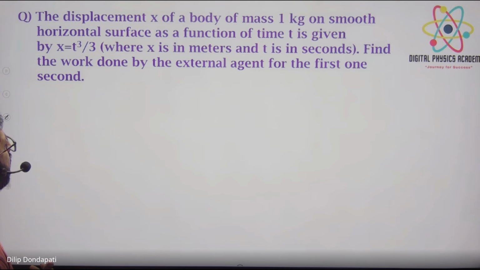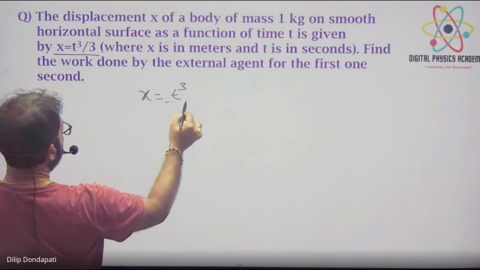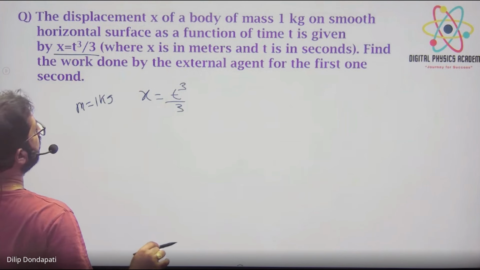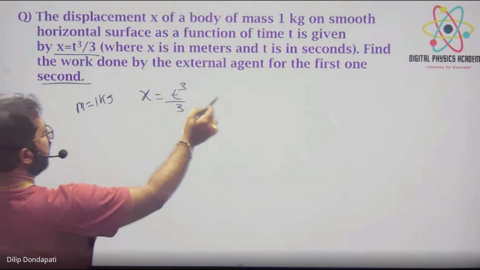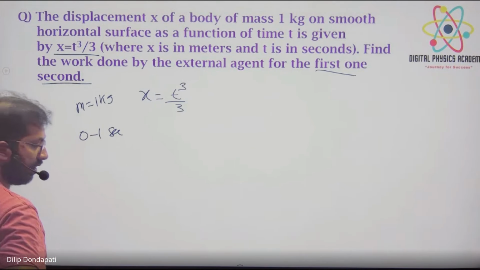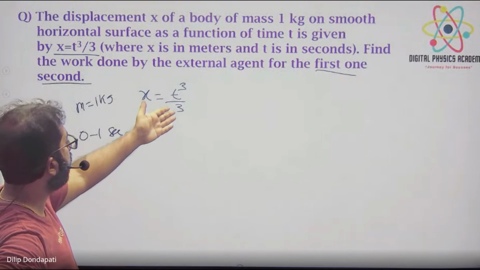The displacement of the particle is given in terms of time. Displacement is t cube by 3 and mass they given as 1 kg on a smooth horizontal surface. Find the work done by the external agent for the first 1 second. Okay, sir. First 1 second means 0 to 1 second. So for this, should we use what's that rule? Quotient rule. आपको when you're integrating 3 बाहर आ जाएगा. Differentiating, right? हाँ करो करो.